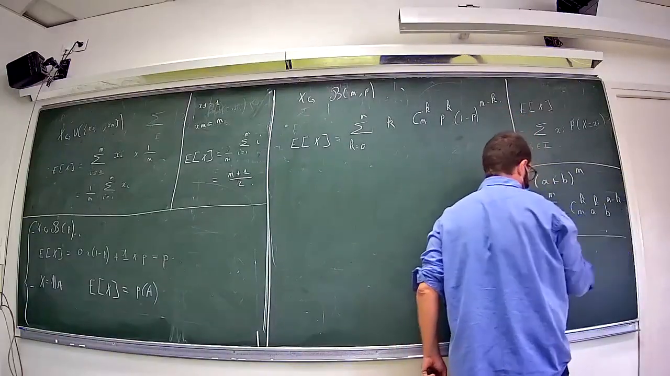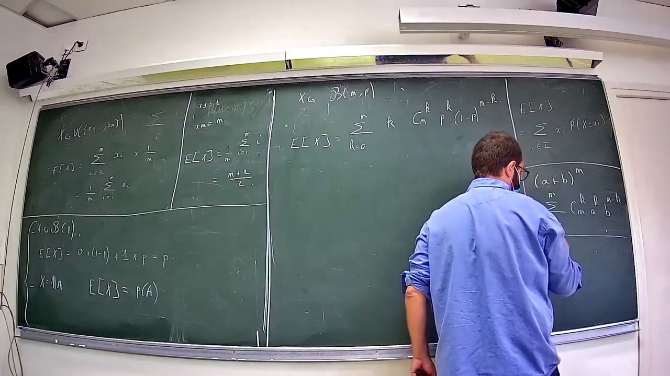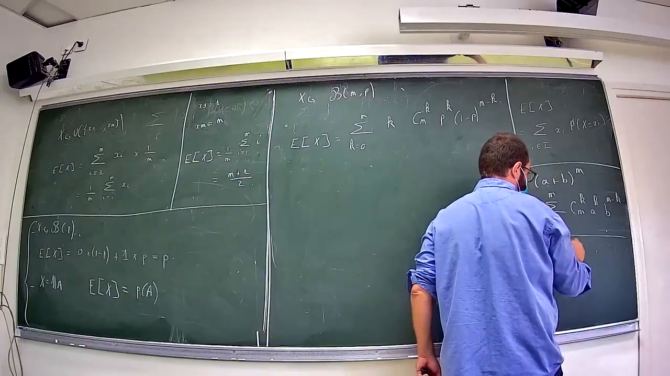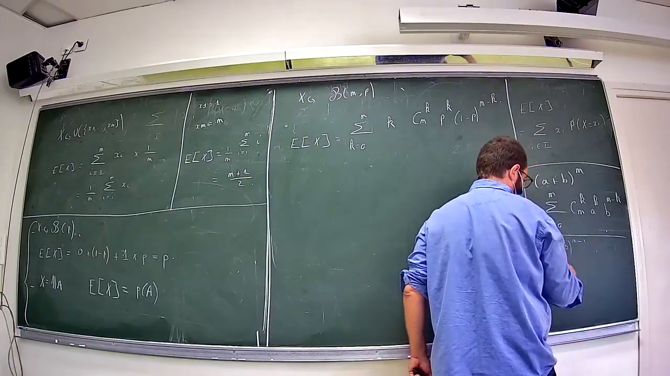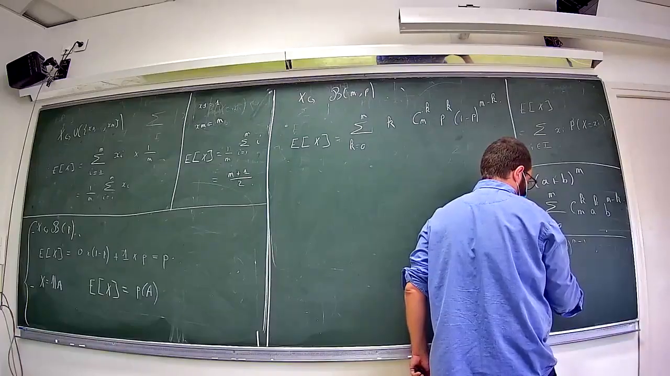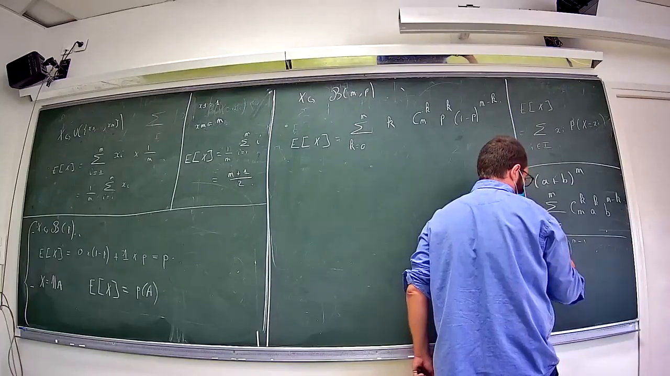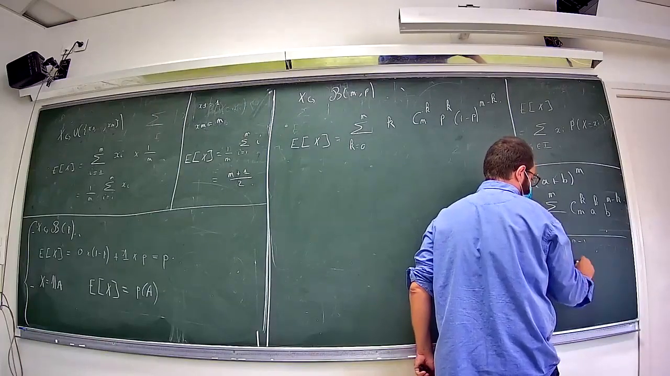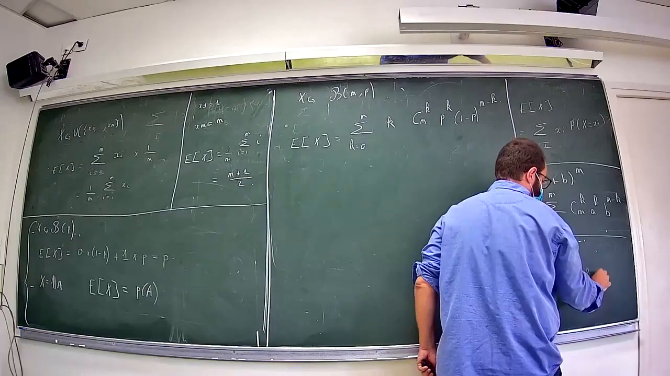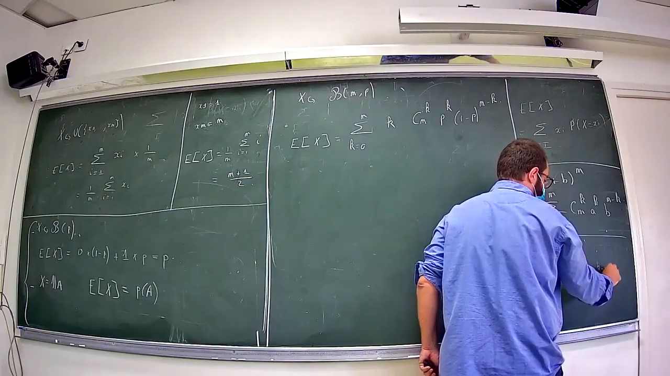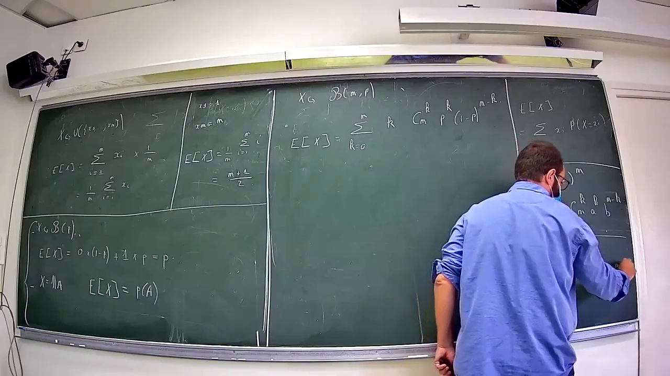So that gives me n (a plus b)^(n minus 1) equal to the sum from k equal to 0 to n, C(n,k) k a^(k minus 1) b^(n minus k).